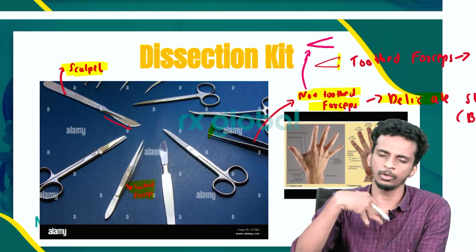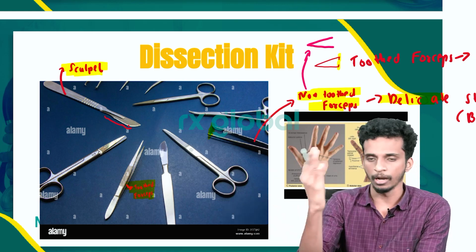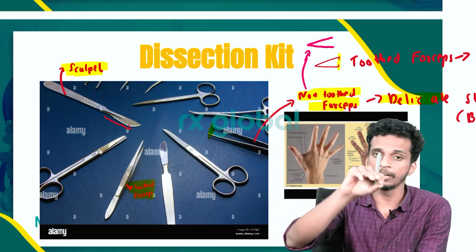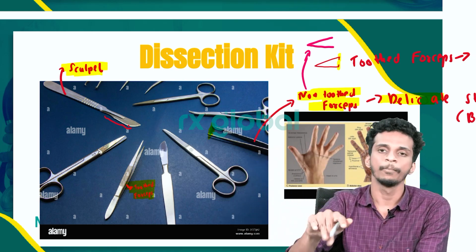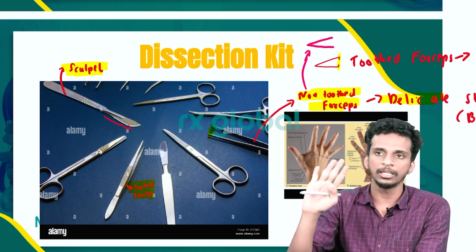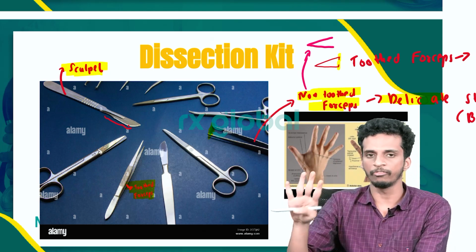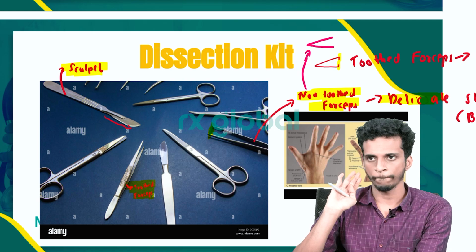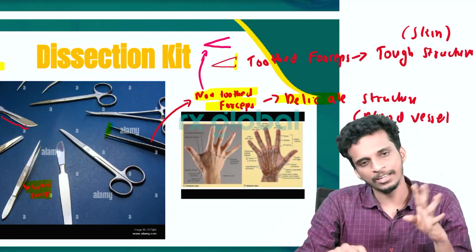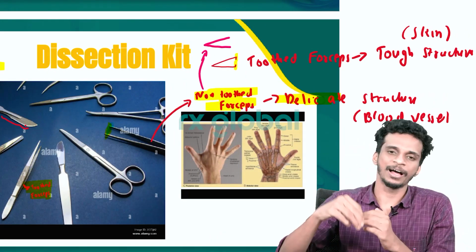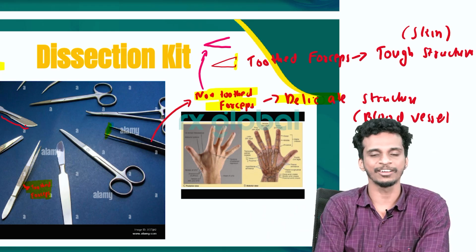Other than that, you can have scissors, you can have gloves, you can have different types of tissue holding forceps and all. But these are the essential three things in a dissection kit, which you should definitely have before starting dissection.